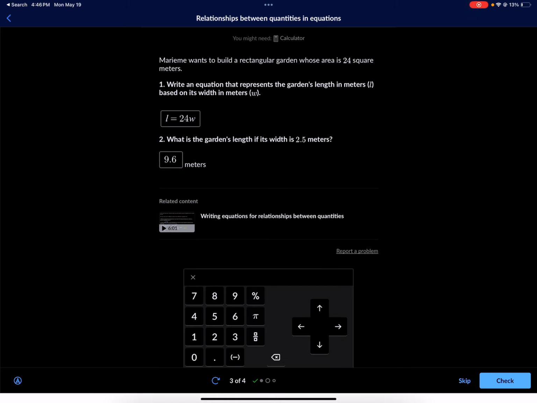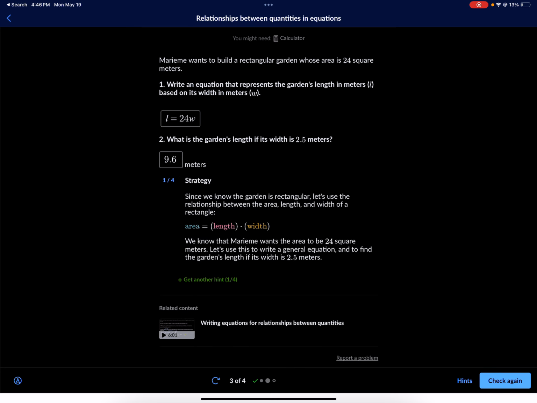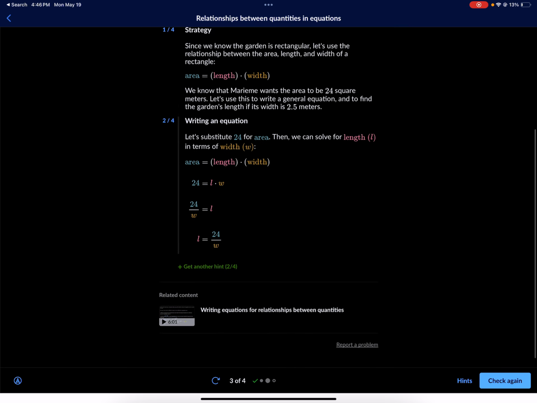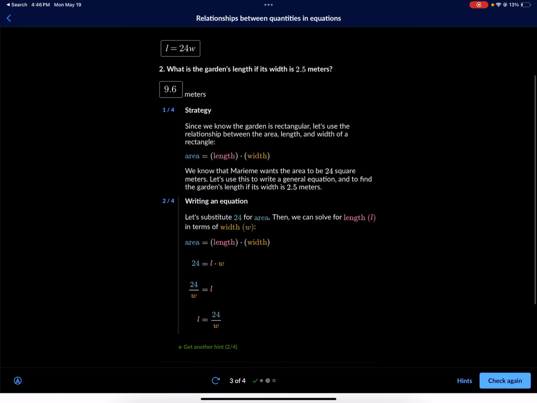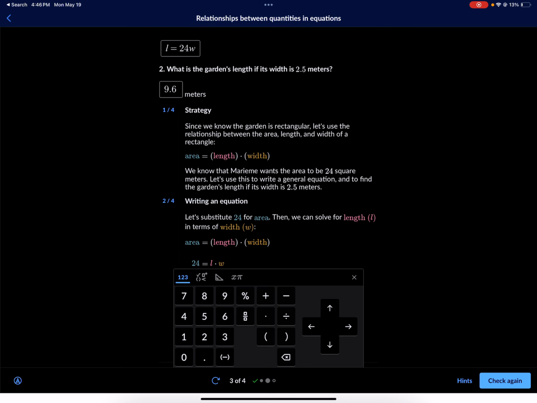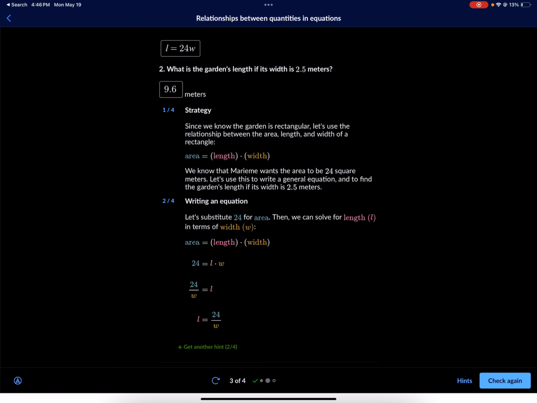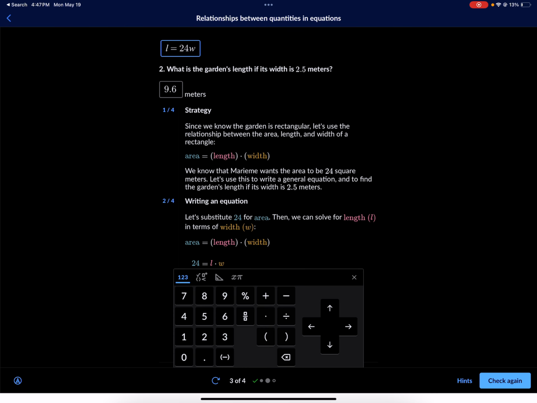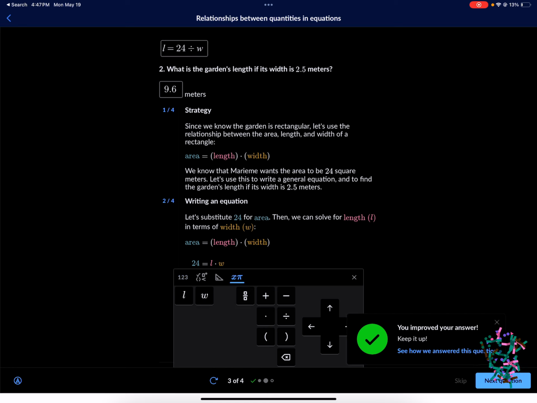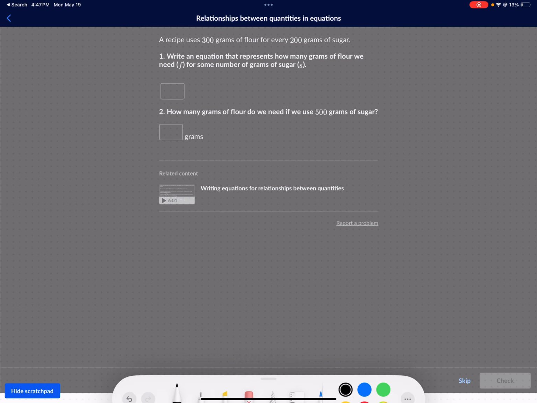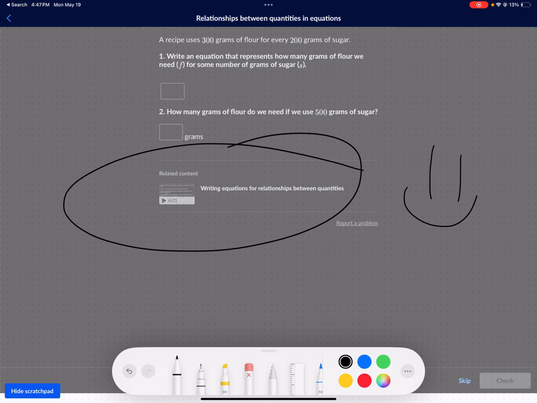And we can check that back in. 9.6 times 2.5 is 24. L equals 24... Oh, I forgot to change this. Man, that's my fault. Okay, so L equals 24 divided by W. So this is more appropriate. Okay, so if you got that right, good job. And here's the video, and happy studying.